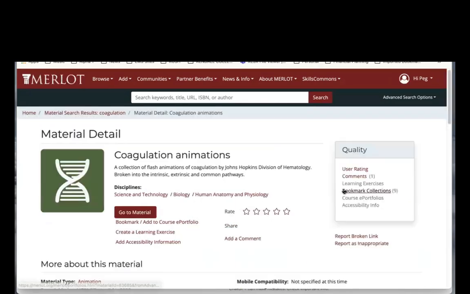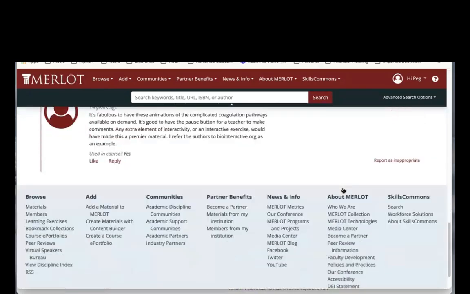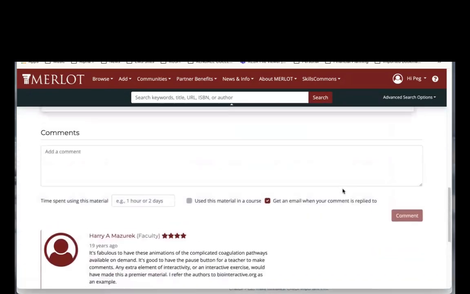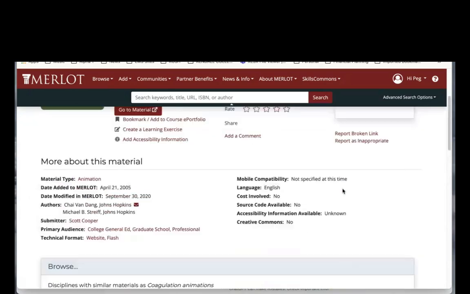And then once I found a resource that I thought I might like, I went to more information, and down at the bottom, they have all of the information about the particulars in terms of disseminating the information. So in this case, there is no Creative Commons license.